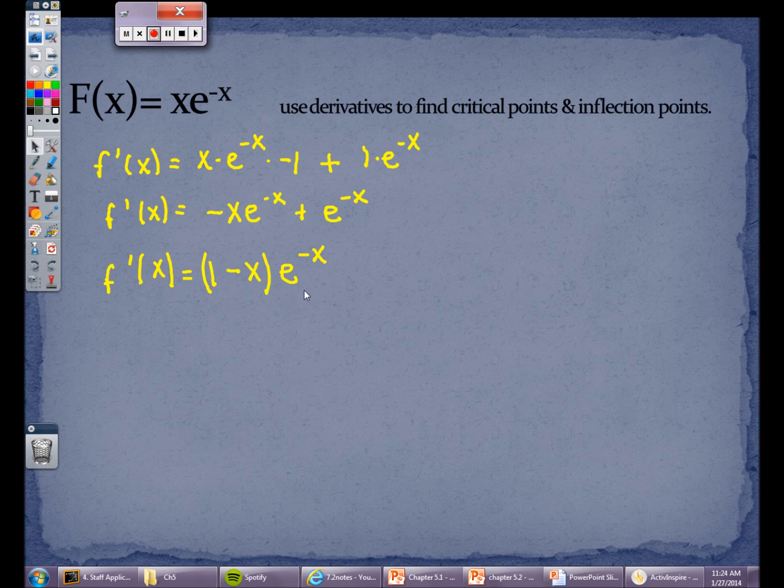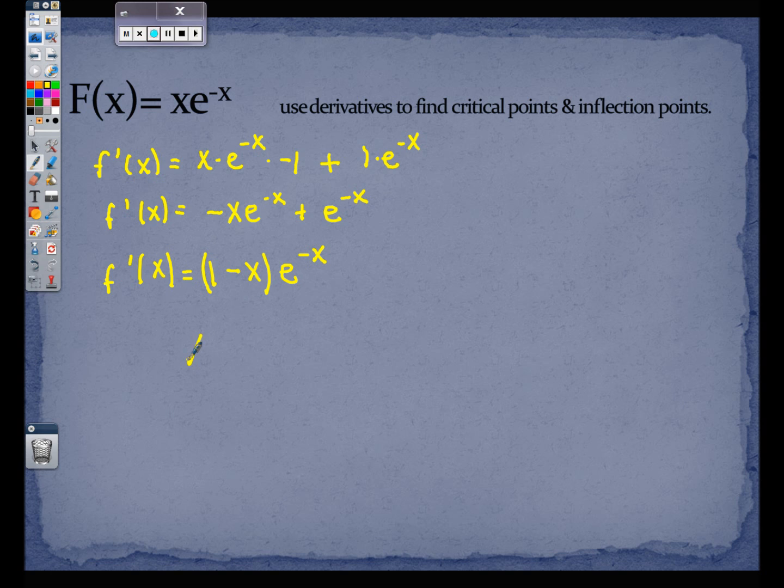e to the negative x will never be 0 or undefined. However, if the value of 1 minus x, that entire quantity, were 0, and then I multiply that times e to the negative x, then the entire expression would be equal to 0. Well, what's going to make 1 minus x equal to 0? Well, I can set that equal to 0, and you'll see that if x equals 1, that's going to be the value that determines a critical point.